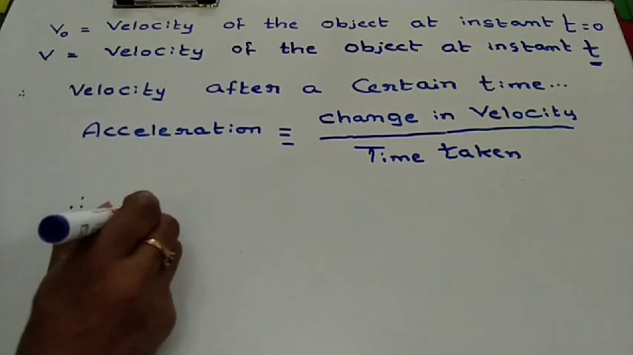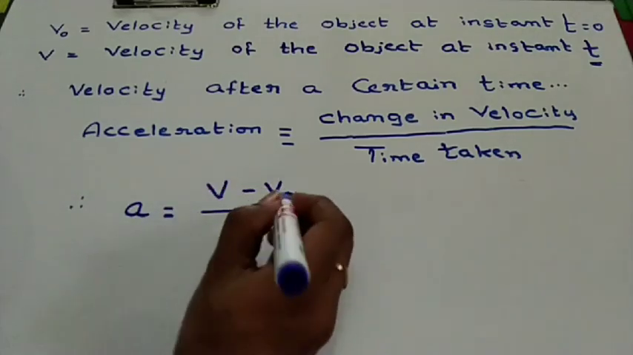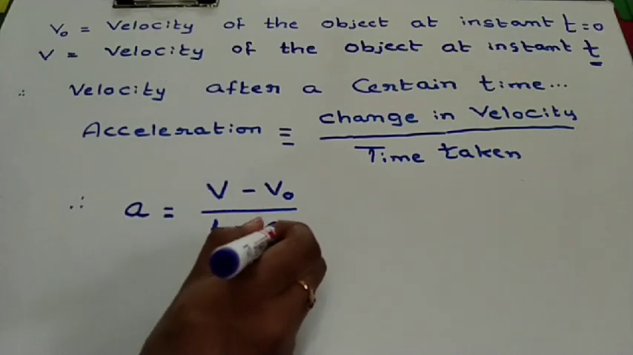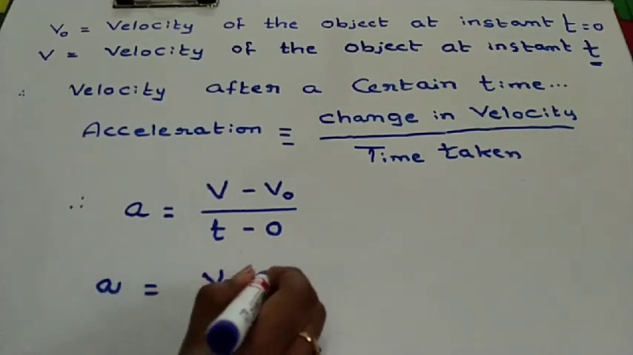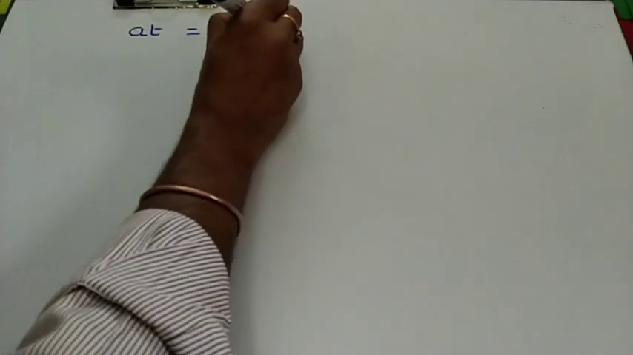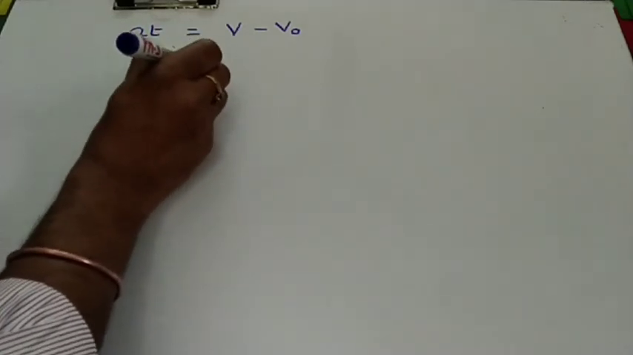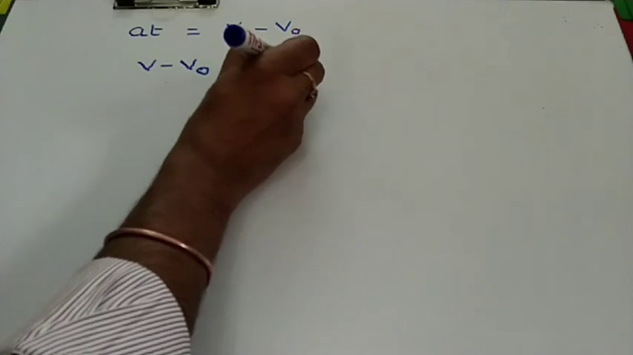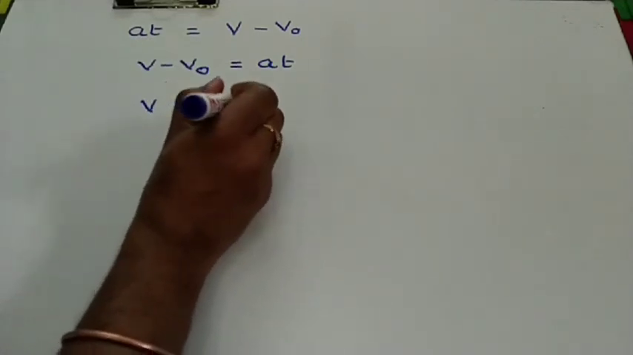Therefore, acceleration is equal to v minus v naught whole by t minus 0. Therefore, a is equal to v minus v naught whole by small t. Therefore, at is equal to v minus v naught. Therefore, v minus v naught is equal to at. v is equal to v naught plus at.